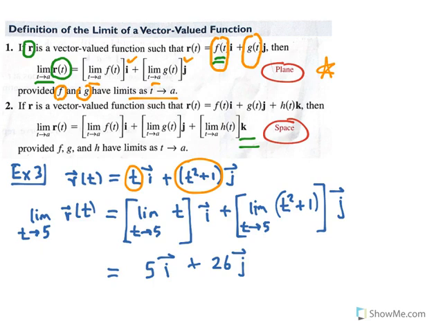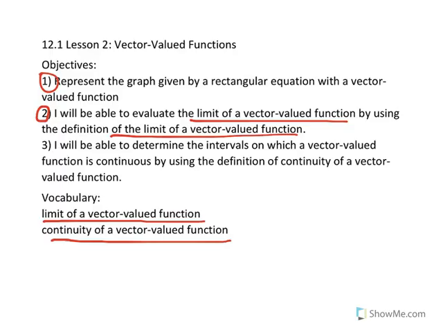So the limit of a vector valued function as t approaches a particular value is a vector. And how do you find the limit of a vector valued function? We find it on a component by component basis. So we've taken a look at objective 2. You'll be able to evaluate the limit of a vector valued function by using the definition of the limit of a vector valued function. And now we will conclude our lesson by looking at objective 3.